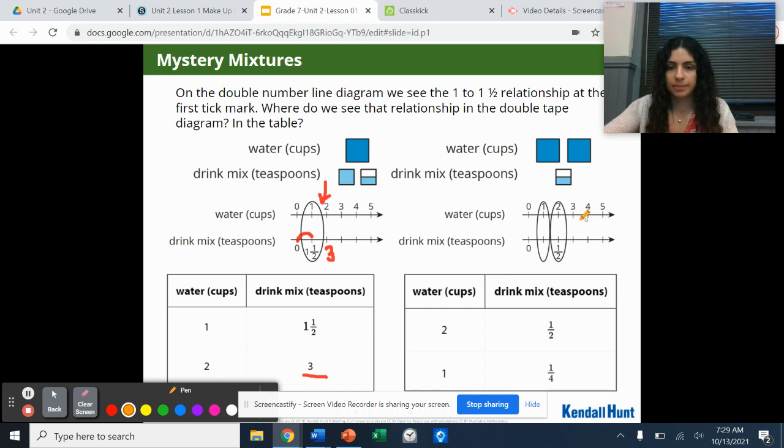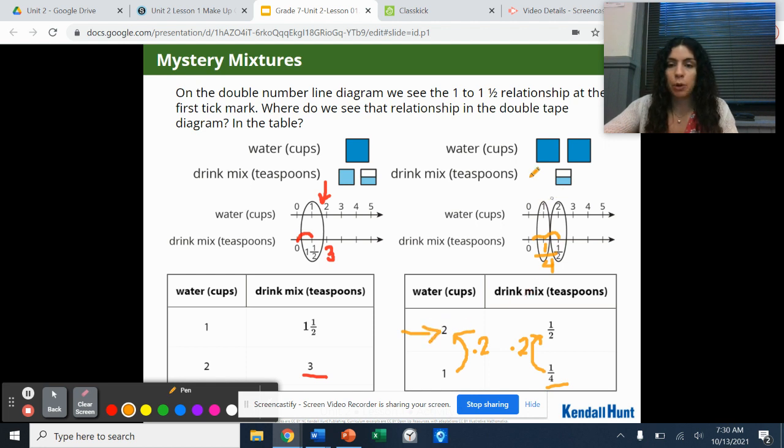And here's the cool part. On the double number line, if we split 1/2 into 2 equal sized groups, we end up with 1/4, which we can also see in the table here. 1/4 teaspoon of drink mix for 1 cup of water is an equivalent ratio to 2 cups of water to a half teaspoon of drink mix. I can tell because if I double the water, or multiply times 2, and if I double the drink mix, or multiply times 2, I end up with mixture B.